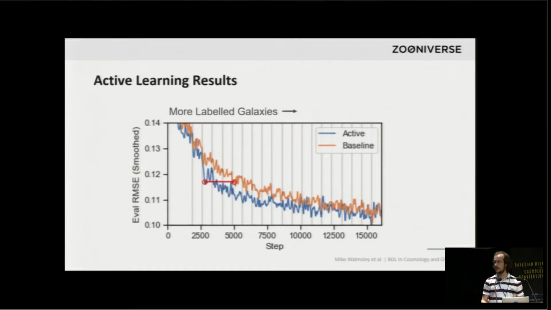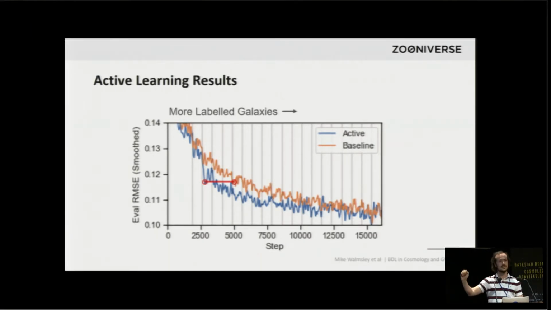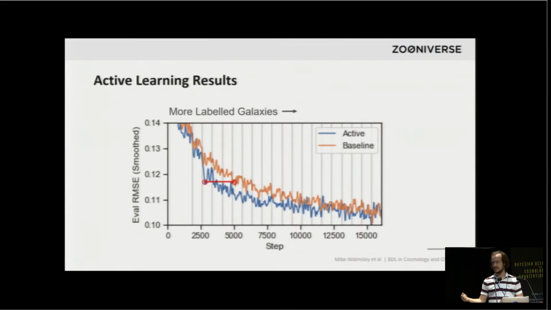Here's what happens, very briefly. On the x-axis is sort of time, or more training samples, if you like, as we add more galaxies and continue training our models. On the y-axis is our sort of error. And it turns out that you can get a model to a certain level of performance, something like twice as fast if you do this active sampling than if you just pick randomly. So for Galaxy Zoo, that's a big deal because it means we get to give you galaxy classifications back for new surveys twice as fast.